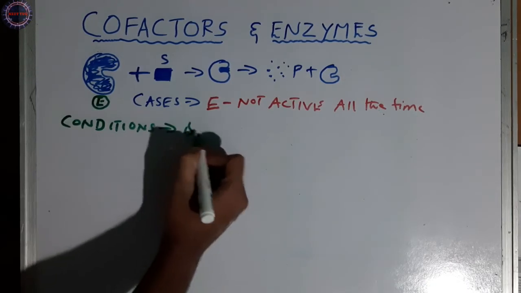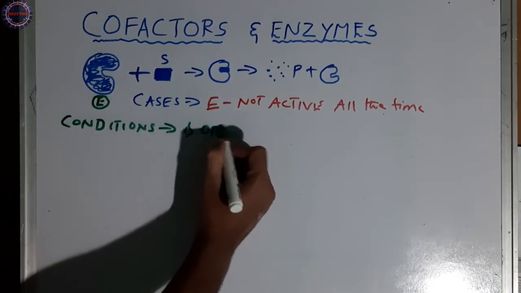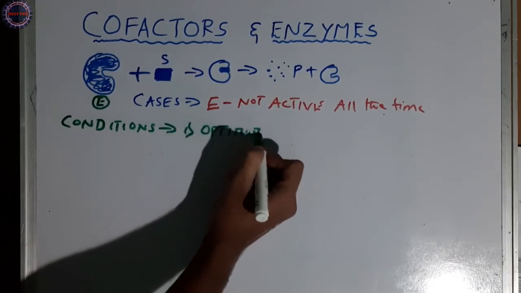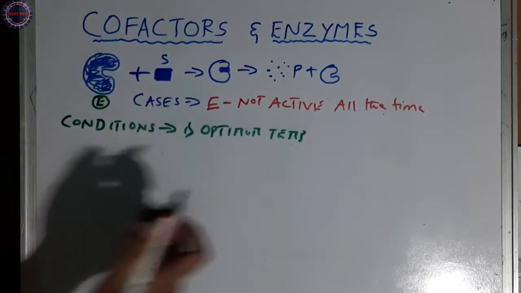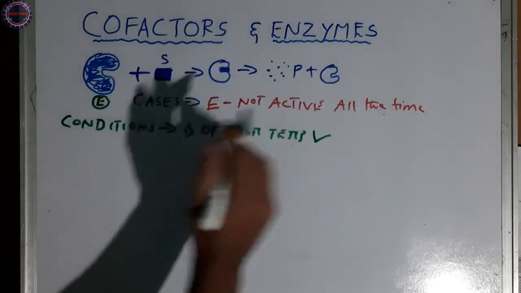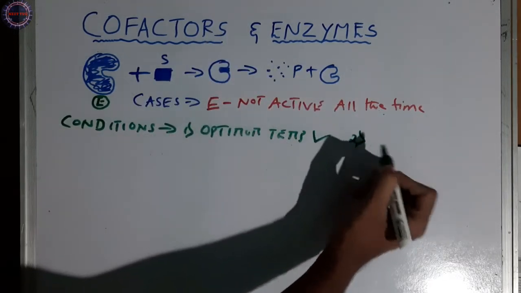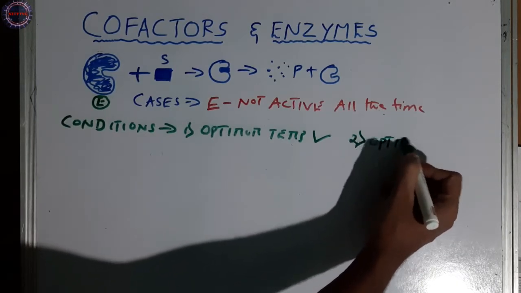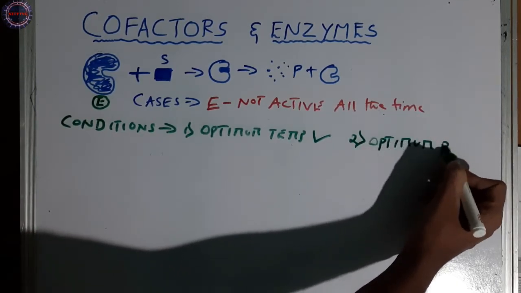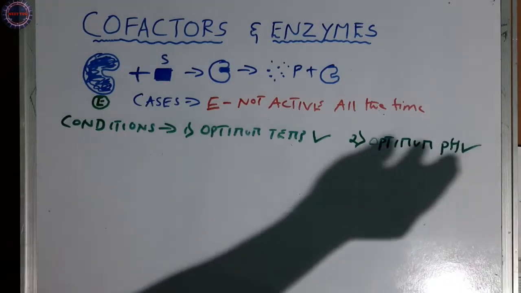Condition number 1, let me provide a very good optimum temperature. So I'm going to provide optimum temperature to this enzyme. So we'll put a tick mark here, done. And then I'm going to provide one more condition, that is optimum pH. So tick.